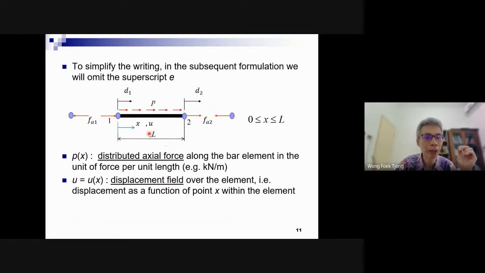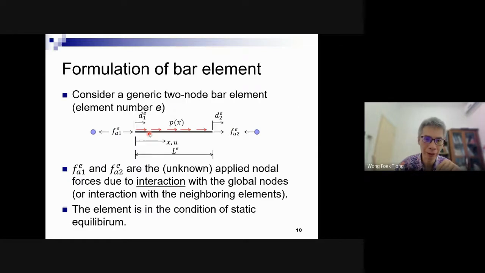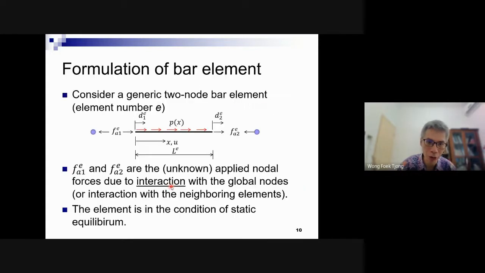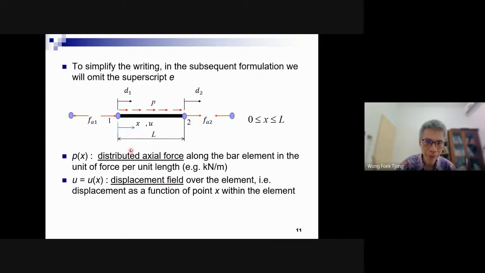Because we have two types of coordinates, right? Going back to here, we have global, capital X, and for each element we have local. So this is the local coordinate system. Well, as you know, P is the distributed axial force along the bar, for example in the unit of kilonewton per meter. We also have the displacement field U over the element. That's the displacement at any point X within the element.